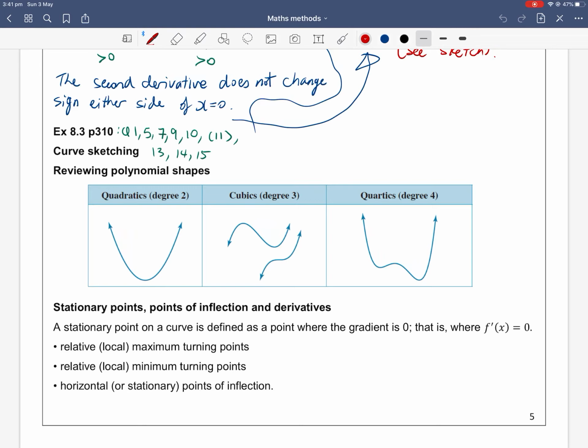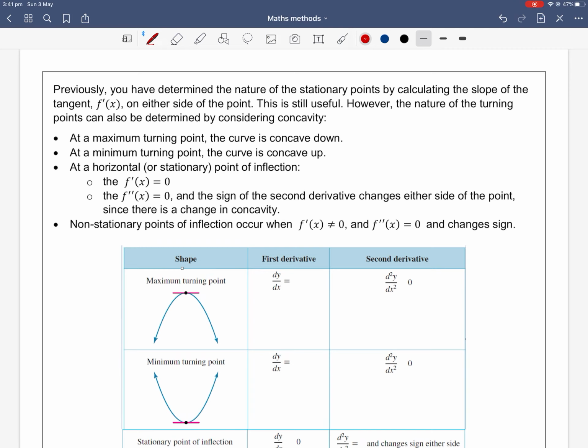It says here, stationary points, points of inflection, and derivatives. So remember, a stationary point is where the gradient is zero. In other words, your first derivative equals zero. Remember, we had local maximum turning points, so that's your sad faces, because you're maximal worry, so you're bad. And then you could have minimum turning points, so you're happy because you've got minimal worries. Or you had stationary points of inflection, so that's these ones here, usually occurring in cubics or higher orders, because that's the point where it's flat.